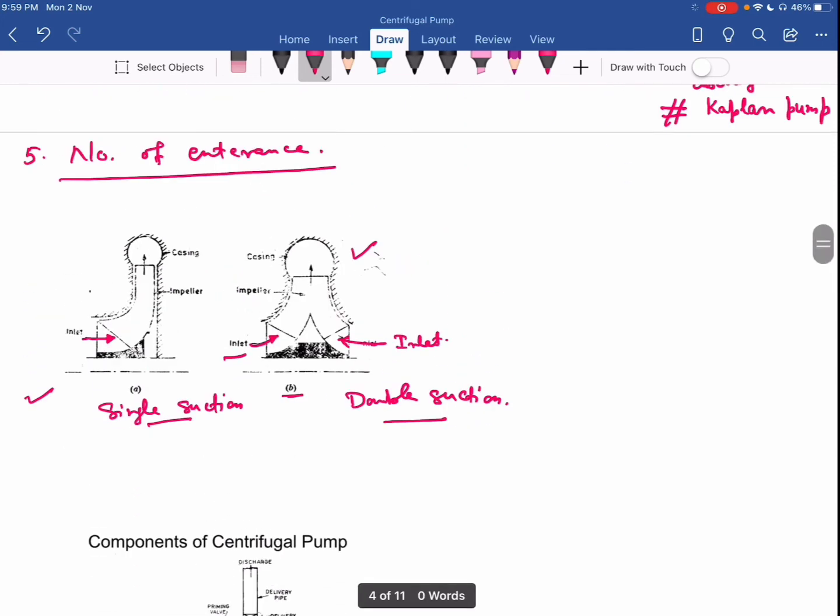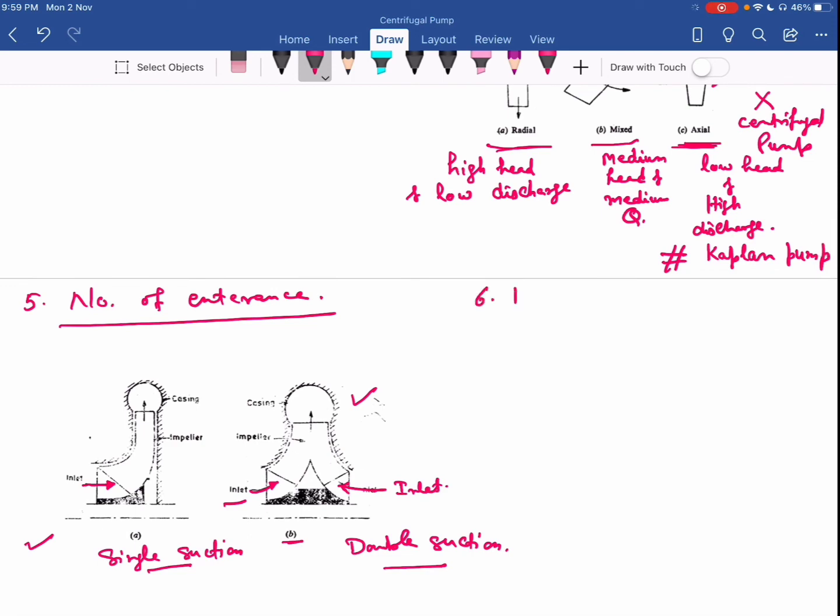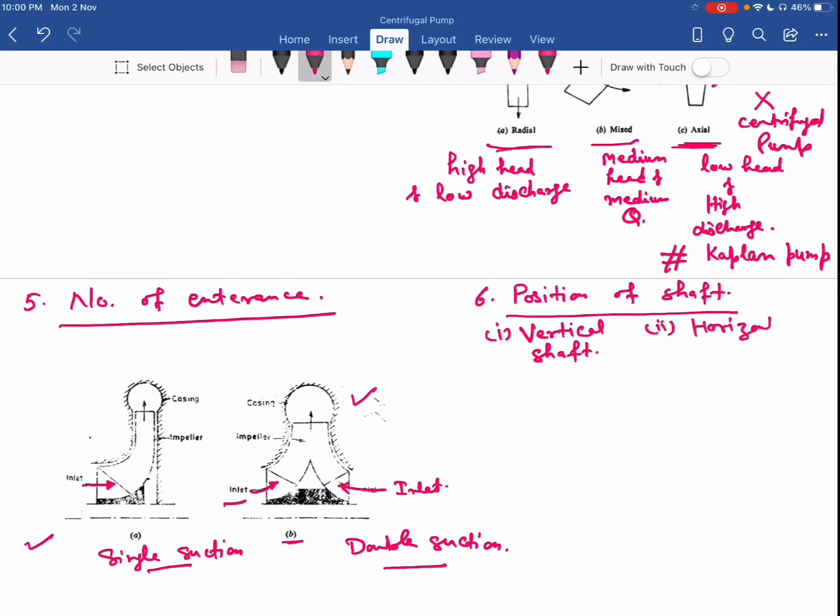And then the sixth one is on the basis of position of shaft. Depending upon the position of shaft, we have vertical shaft centrifugal pump, and second one is horizontal shaft centrifugal pump. Normally we have horizontal shaft for the centrifugal pumps. However, in case of deep wells, we can use a vertical shaft centrifugal pump.